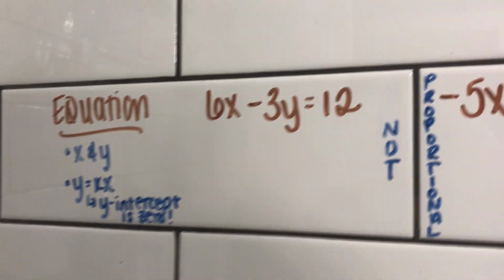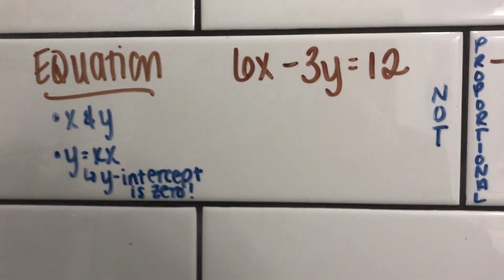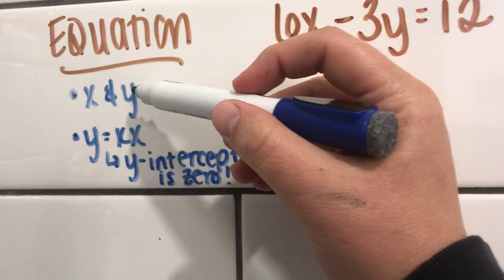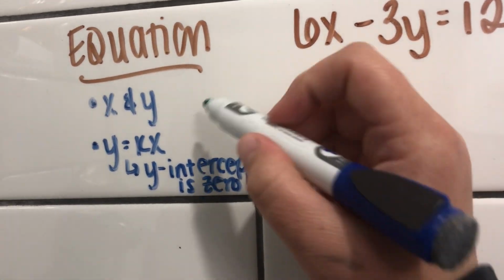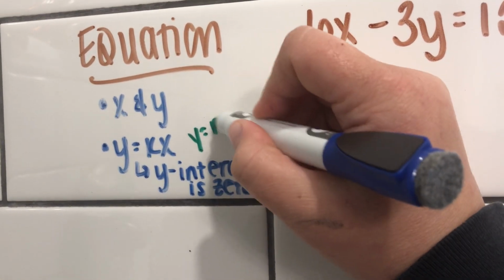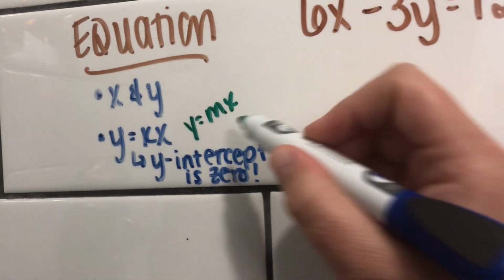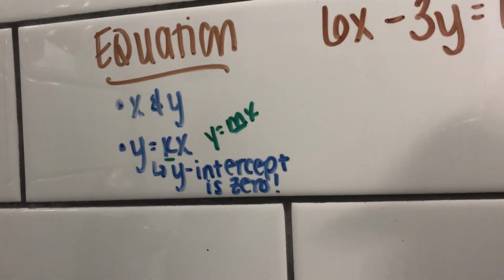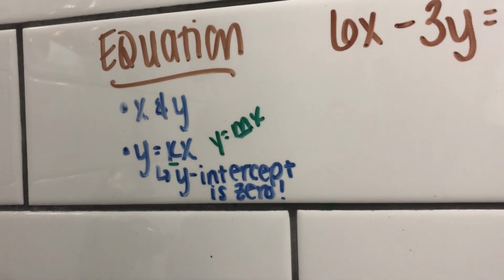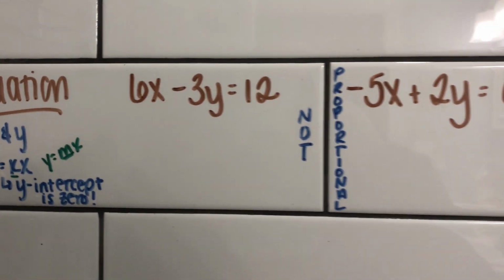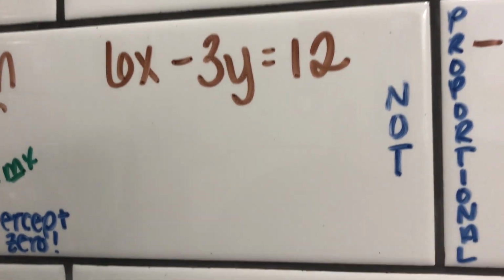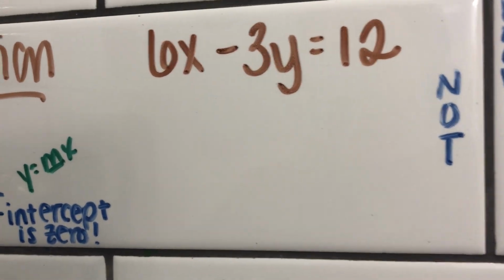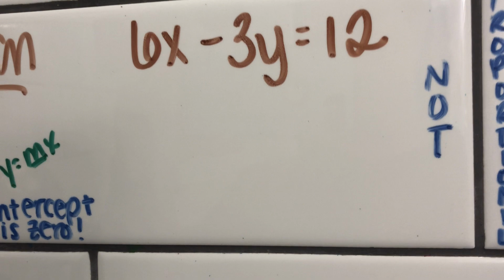Now for this type, looking from an equation, we need to have an x and a y. I wrote y equals kx here because it's showing the y-intercept is 0. In 8th grade we wrote y equals mx. Those mean the same exact thing. M and K are variables to represent the slope. And what we're going to do to tell if an equation is proportional or not, although I already told you over here, is get our y alone and see what the b is.